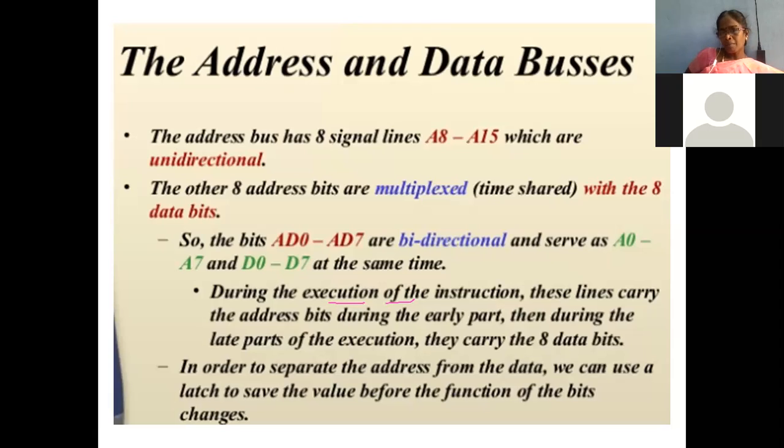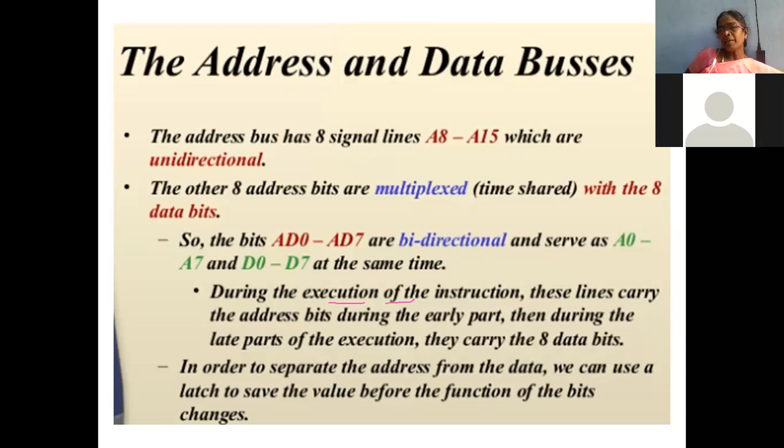In case of higher order address line, both... same time... Oh, it's not like that, because this lower order address line is used for data.